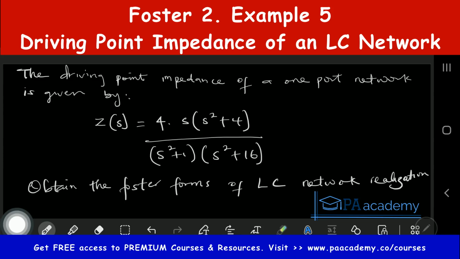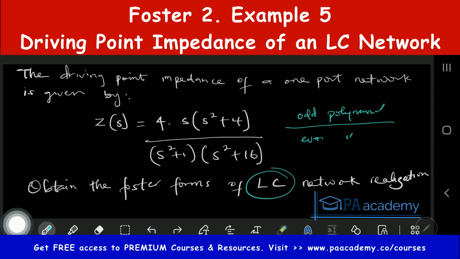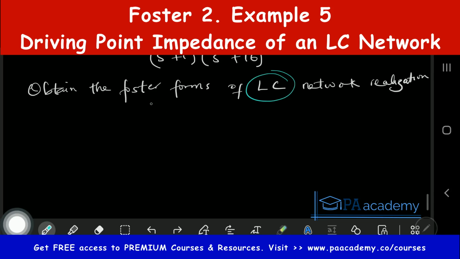All right, so to start with, you see that the question has already helped us to know if it is LC, RC, or whatever, because they mentioned here that it is an LC network. So we already know that it is LC. And if you analyze it, you see that we are having an odd polynomial over an even polynomial. So if you expand this, you are going to see that it's odd over even, which is an indication that it is LC. All right, so now let's get started with the Foster 1 solution.